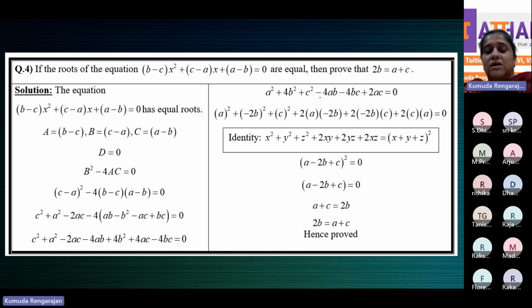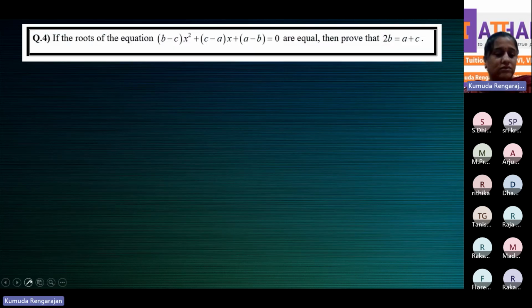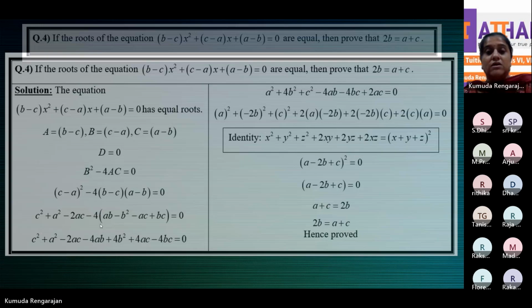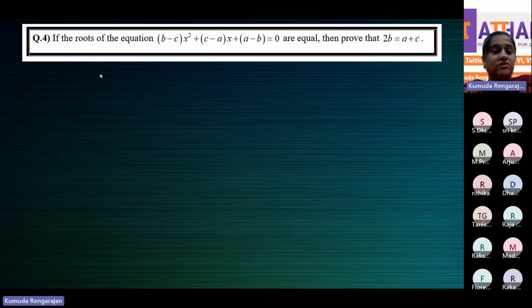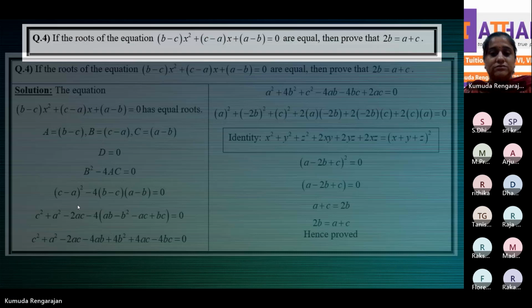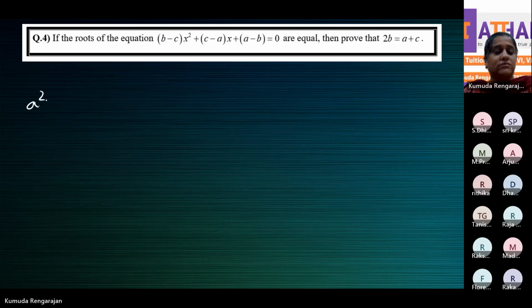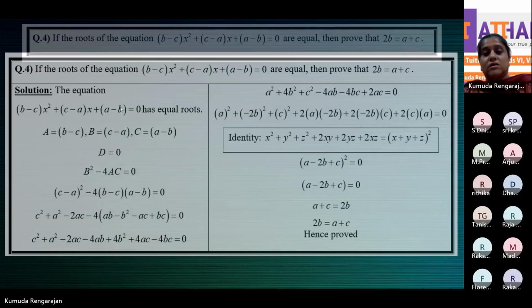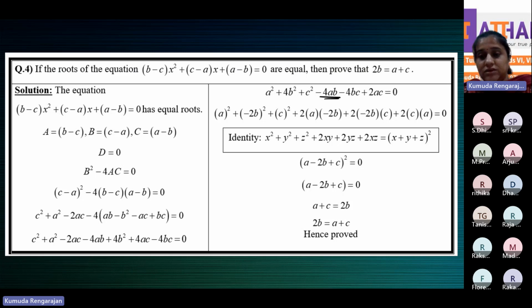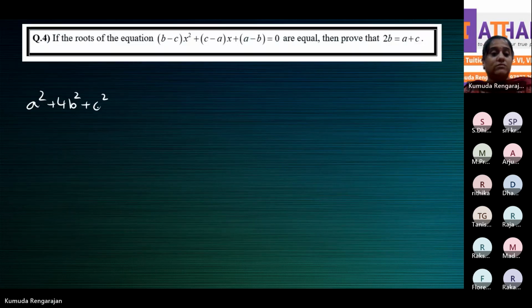Then write this as 2 into X into Y. Children, I think I'll do this here for you because, 1 minute. A square, 4B square plus C square, minus 4AB minus 4BC plus 2AC.